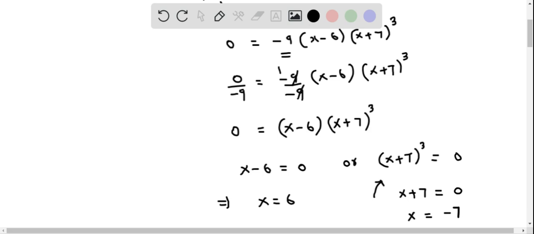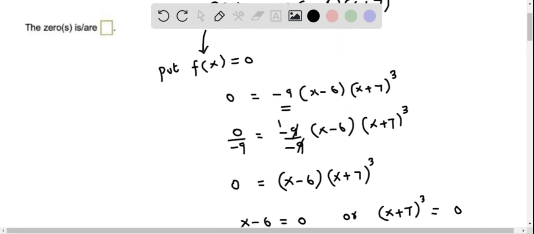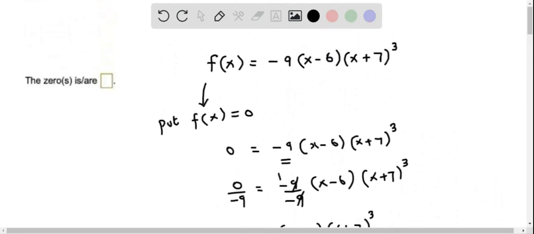And since we are taking a cube root to solve this x, we will have a multiplicity of 3 for this negative 7. So we see that this is with multiplicity 3. So these are the zeros of this function. So we see that the zeros of this function are 6 and minus 7, and this minus 7 is with multiplicity 3.